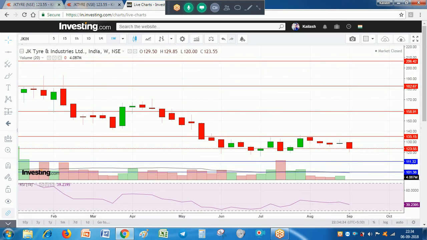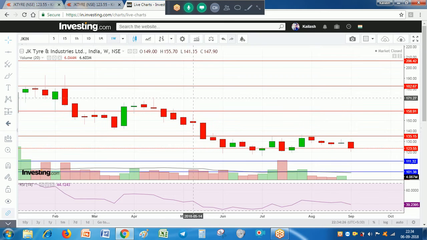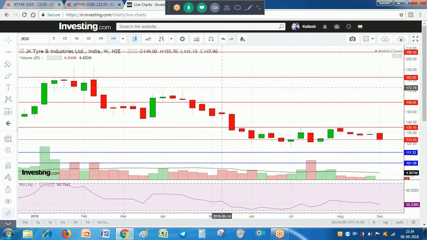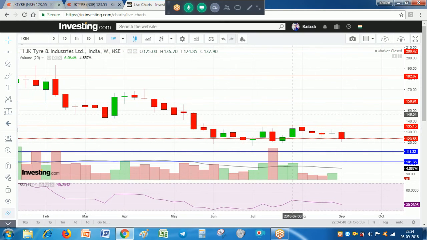Now I have opened it in the weekly chart, so look at this weekly chart. Each candle here represents one week. So if we want to buy on a positional basis, we have to wait for this 135 level to be crossed. Once it crosses that 135 level, there are high chances that the stock can go somewhere around 158, 159, 160 also. Now let us go to the smaller time frame of the daily chart.